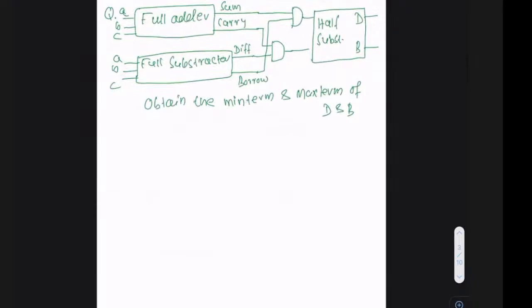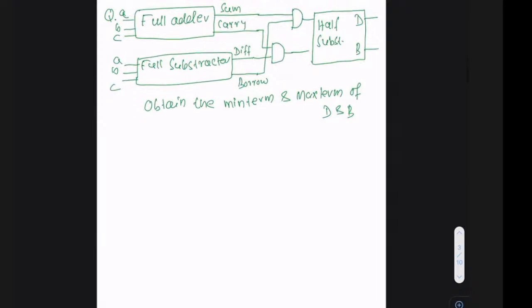Okay, let us see this. This is the second question I have taken. So we have a full adder, this one, and we have full subtractor. Their corresponding sum and carry are given to the AND gates, and it is given to half subtractors. So we are supposed to get the min terms and max terms of D and B. What is the min term of this and what is the min term of this borrow?